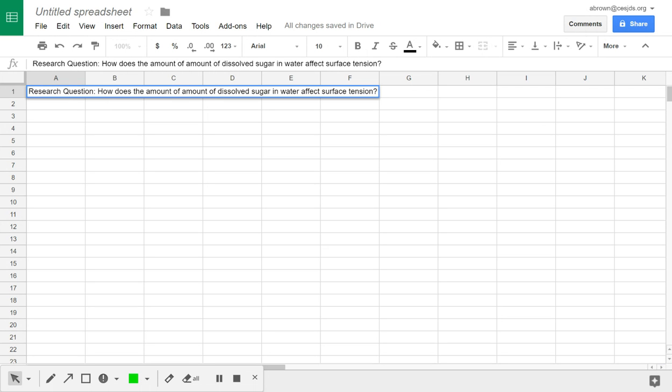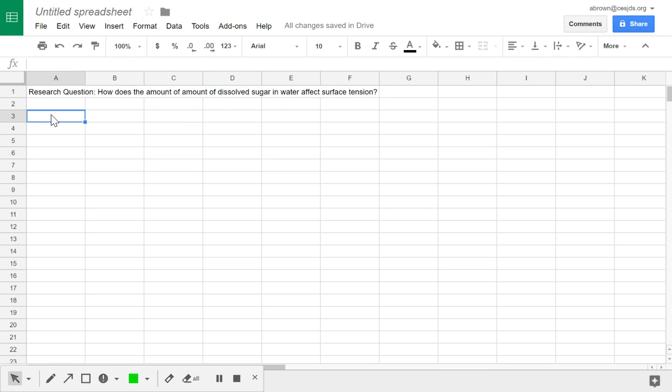If only a few paper clips float, that would say the surface tension is not very high. But if I could float a bunch of paper clips on top, then the surface tension is higher in that type of water. So let's just say that I'm going to dissolve 5, 10, 15, and 20 grams of sugar in different cups of water.